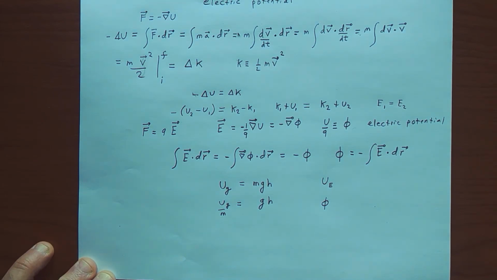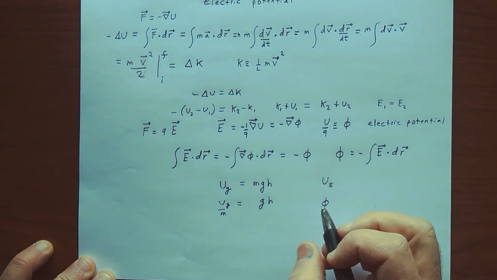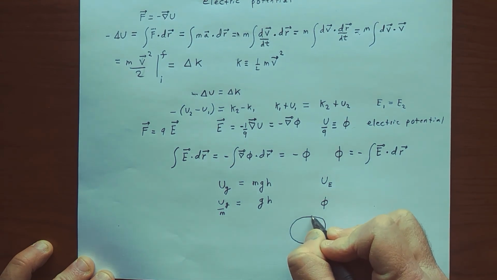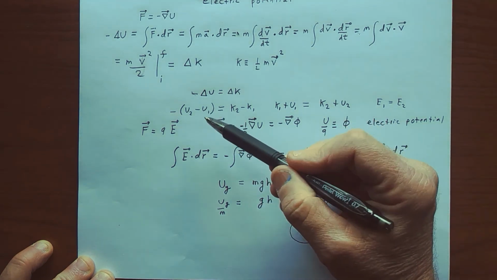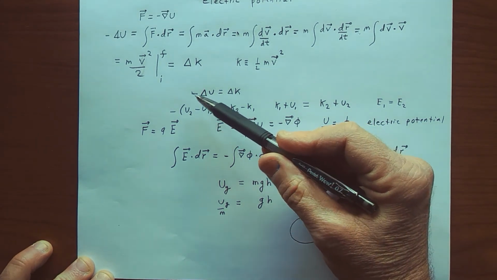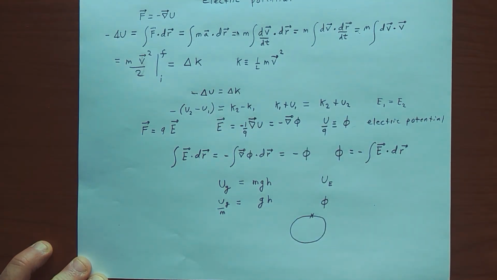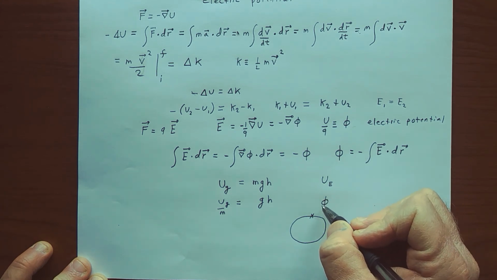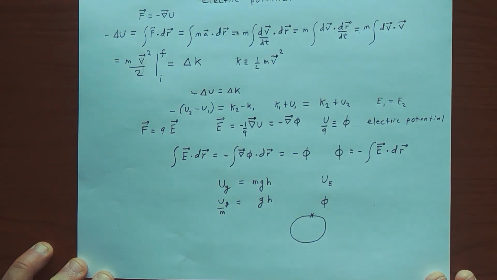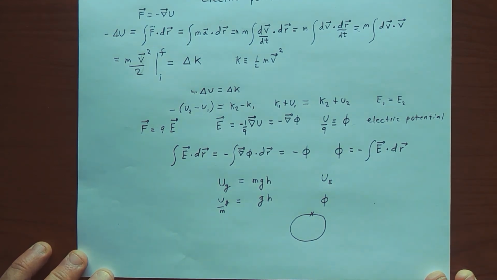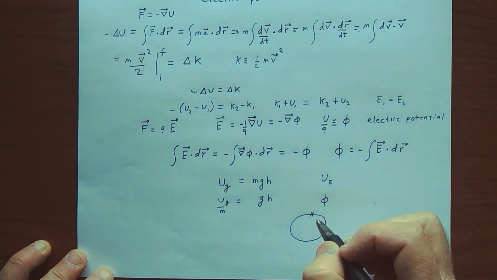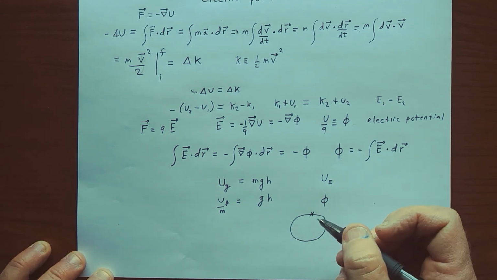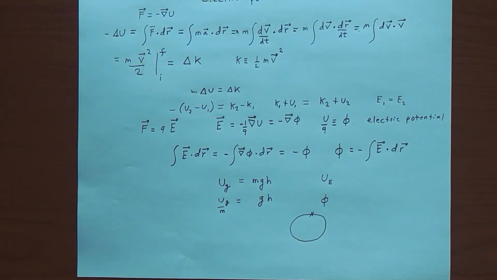And the crucial point here is that when we consider a path that takes us back to the initial point, then U2 is equal to U1, and the difference in potential energy is 0, but that's also true of the electric potential. And so we want a concept of electric potential energy difference per unit charge that is 0 along a closed path, and this will be a key principle when we get to circuits.